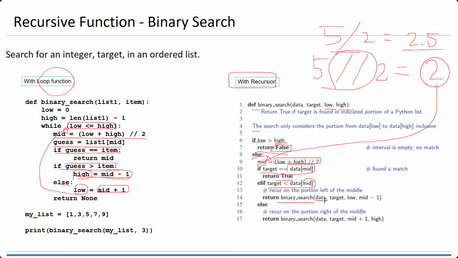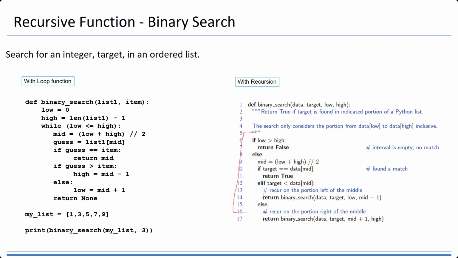The data will be the same. The target will be the same. The low is the same, but the high will be mid minus 1. So we return back to this recursion. Else, we do the binary search with data, target, mid plus 1, and the high will be the same. So this is the second half, and this is the first half. So using this, your algorithm runs in O(log n). So it's more efficient than the simple first function.